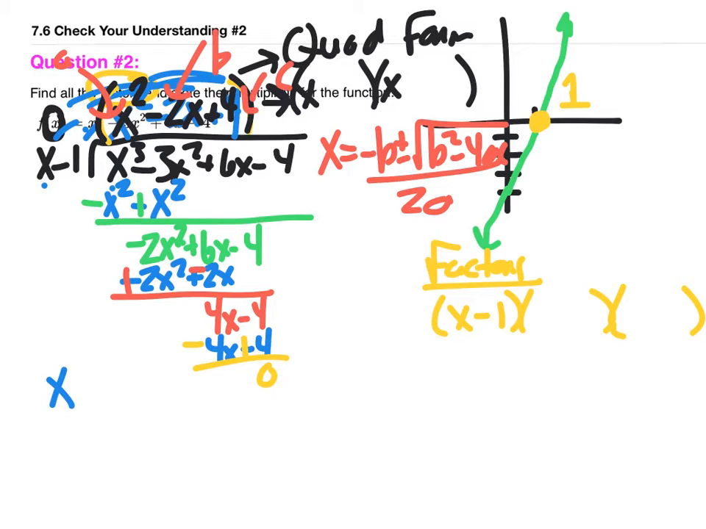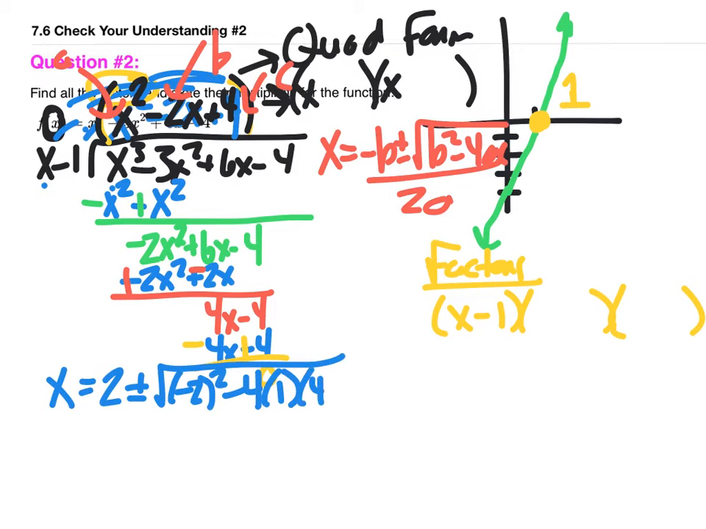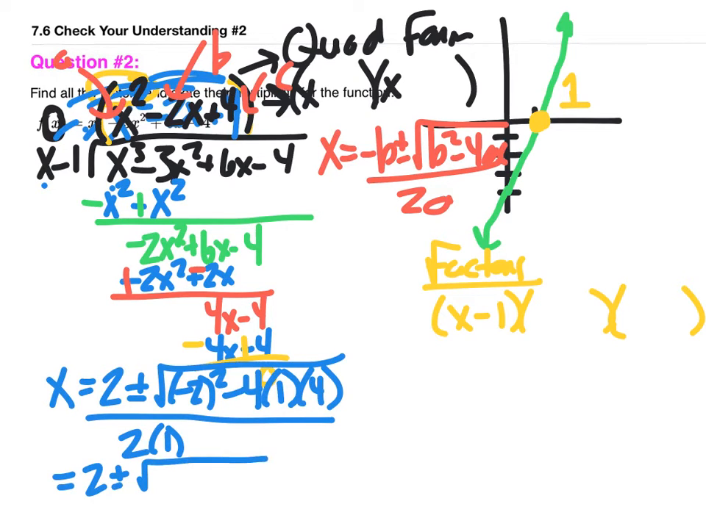So if we solve that, I'm going to have x equals negative b, which would be a positive 2, plus or minus the square root of b squared, which is negative 2 squared, minus 4, a is 1, c is 4, all over 2 times a, which is 1. This is going to become 2 plus or minus the square root of 4 minus 16, all over 2. That is going to be 2 plus or minus the square root of negative 12 all over 2.